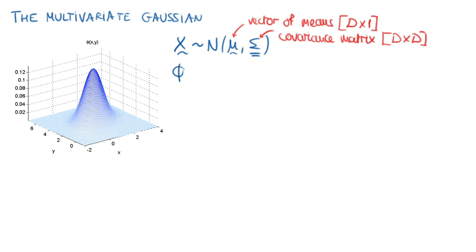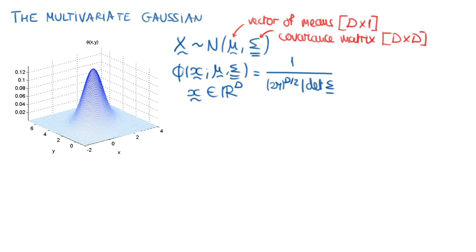The PDF for this random variable is a function of x, a d-dimensional vector in R to the d, and parametrically of mu and sigma. It is equal to a normalization constant 1 over 2 pi to the d halves times the determinant of the covariance matrix to the 1/2, times the exponential of minus 1/2 (x minus mu) transpose times the inverse of the covariance matrix times (x minus mu).